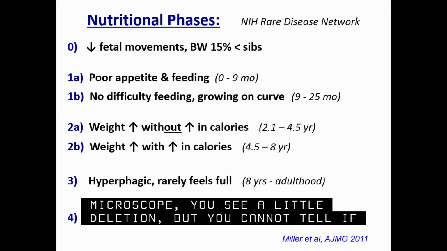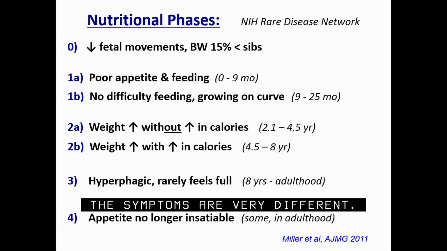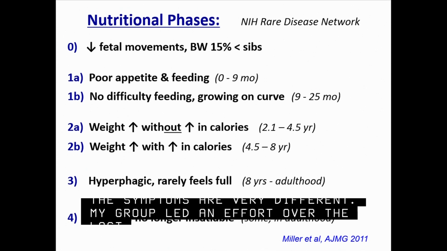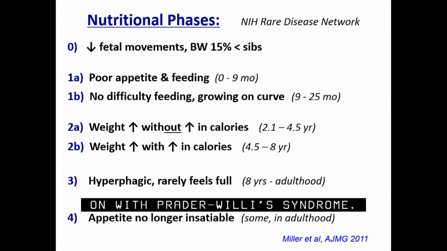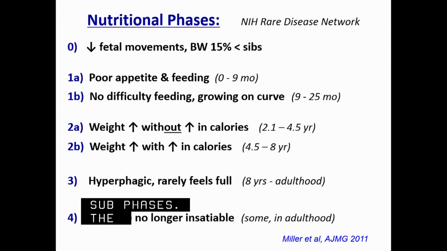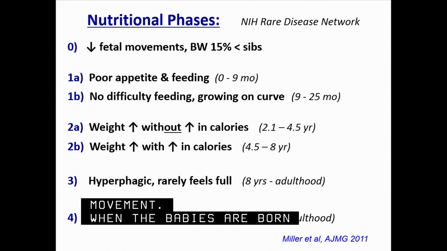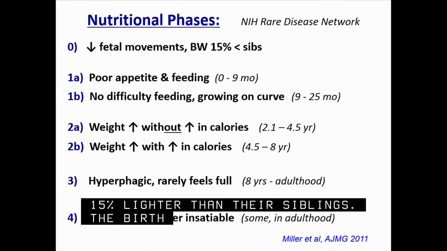So my group led an effort over the last 10 years to really look at the nutritional phases, what's going on in Prader-Willi syndrome. And we've described 7 phases and subphases. The first phase happens prenatally. During the pregnancy, there's decreased fetal movements, and when the babies are born, we looked at 100 Prader-Willis and 100 sibs. They're about 15% lighter than their siblings. The birth weight typically is in the normal range, but if you compare them to siblings, it's 15% less.